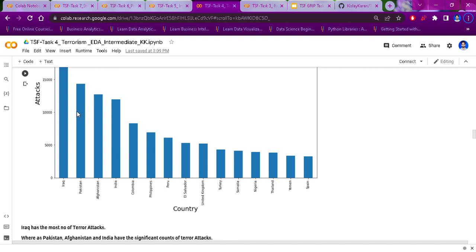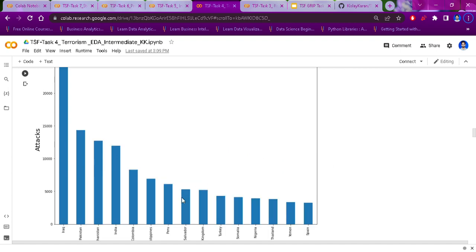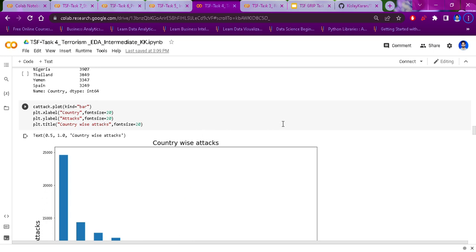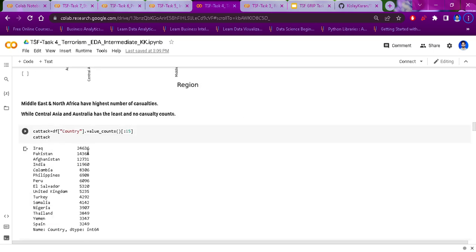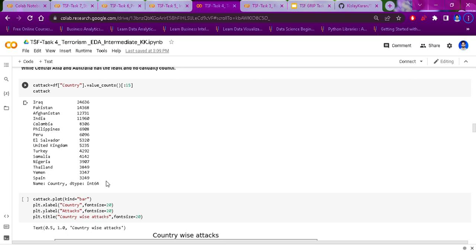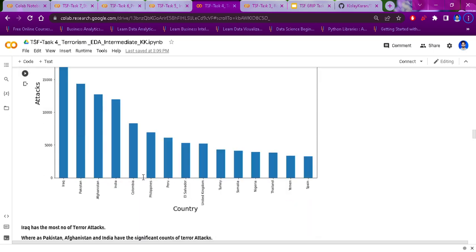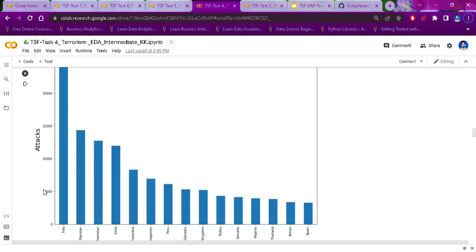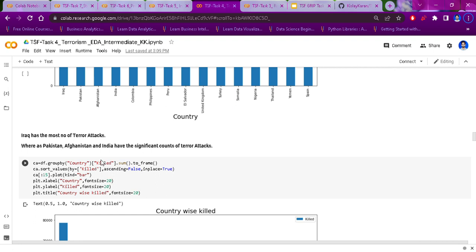So this is again the bar graph for the country-wise attacks taking place. Iraq has the highest number of attacks so far, and Pakistan is second, followed by Afghanistan and India, and the least is Spain. This data includes the entire time frame since it was recorded, from the 1970s till 2020, about 50 years. So Iraq has the most terror attacks, and Pakistan, Afghanistan and India have significant counts of terror attacks.